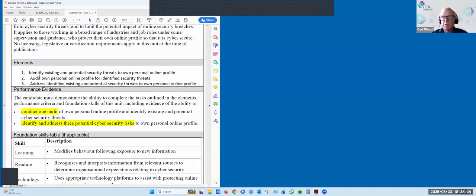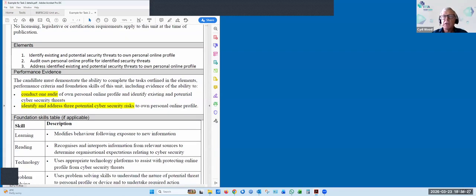You'll see the element names, and there's only 3 elements in this one. And then it asks you for the performance evidence. So by now you'll be familiar with where you find the performance evidence in a unit of competency. You'll find it in there. And it's the key points, because the performance evidence is essentially what the learner has to demonstrate in the training sessions. The other thing is, of course, you do not have to try and complete the whole unit of competency in the 3 30-minute sessions.